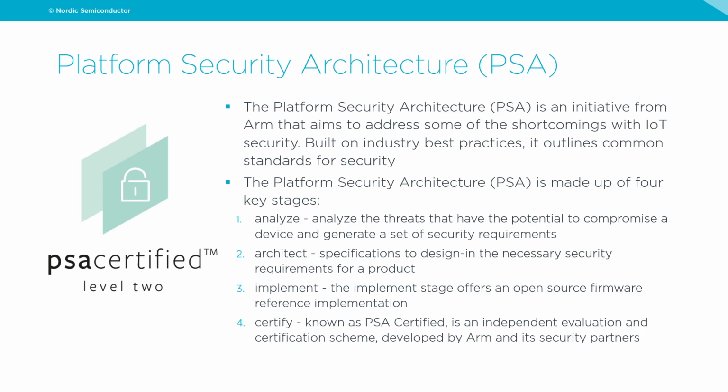The implement stage, which is the third one, offers an open source firmware reference implementation, APIs, and the API test suites. These collectively provide developers with a trusted code base that complies with the PSA specification and APIs that create an interface to the underlying root of trust hardware. And finally, the certify stage, known as PSA Certified, is an independent evaluation and certification scheme developed by ARM and its security partners.